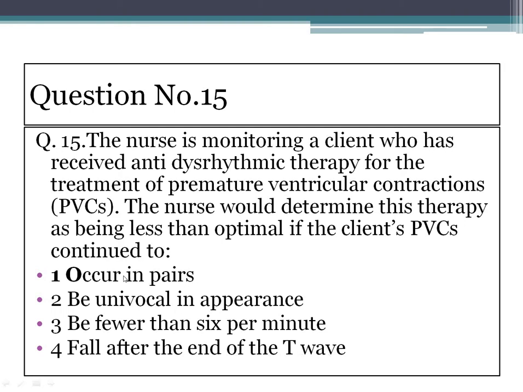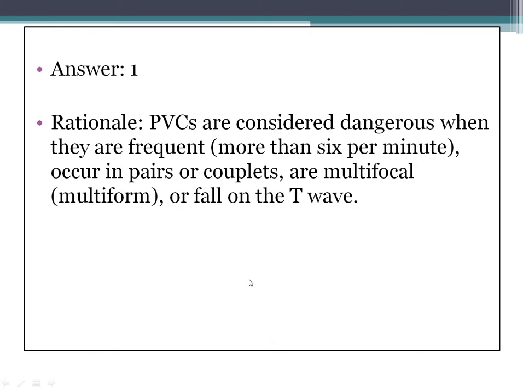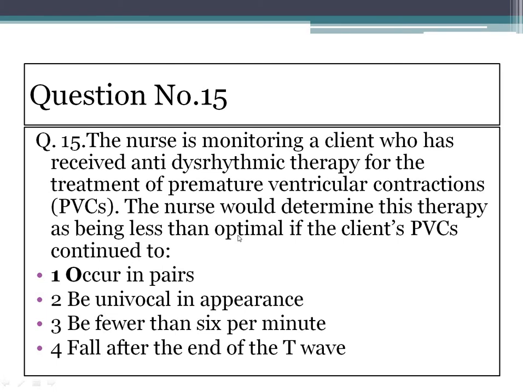What will be the answer? The correct option is occur in pairs. We can discuss a few points about PVC. PVCs are considered dangerous when they are frequent, that is more than 6 per minute, or occur in pairs or couplets, or are multifocal or multiform, or fall on the T wave. So that's why we selected option A, occur in pairs. That is the correct answer.